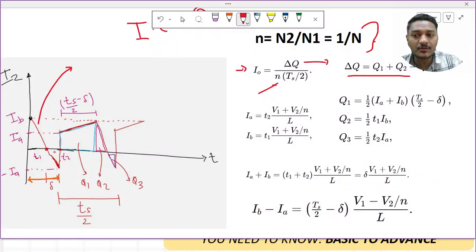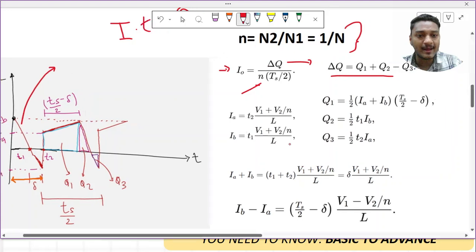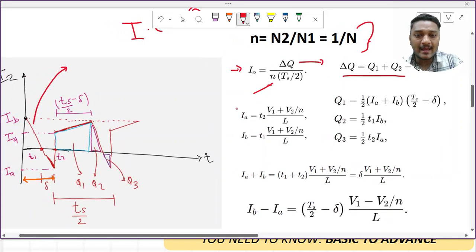What is the slope of this line? You are seeing it as a downward slope, but we know that at that particular time my Q1 and Q4 are off. So I2 is equal to minus of IL. So that is why it is (V1 plus V2) by N, right, and whole divided by L. So IA and IB expressions we understood, very basic fundamental.